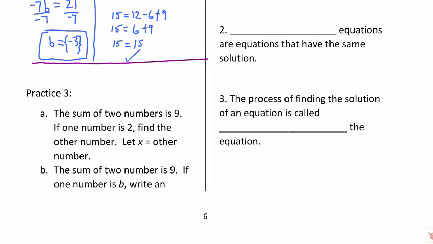We have a couple of word problems here. The first one says the sum of two numbers is 9. If one number is 2, find the other number. Let x equal the other number.